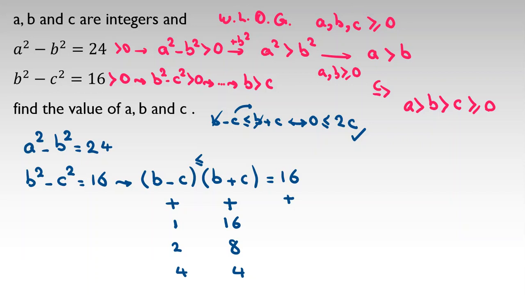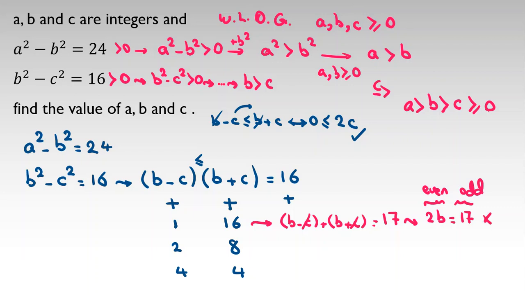But if you consider the first one, you can see it doesn't work. The parity of these two numbers is the same. Let me tell you easily: if you add these two things, B minus C plus B plus C, where one of them is 1 and one of them is 16, it will be 17. Negative C and C cancel, so 2B equals 17. 2B is even, 17 is odd, so it doesn't work.